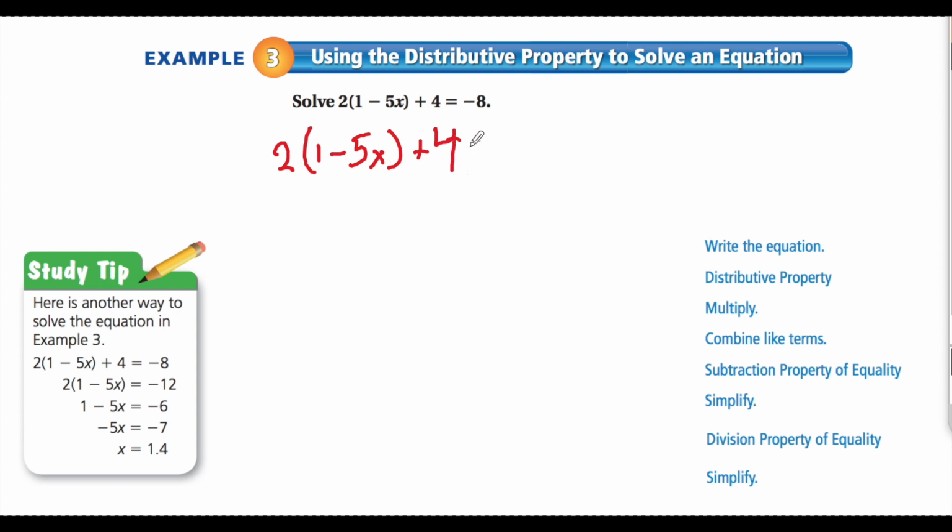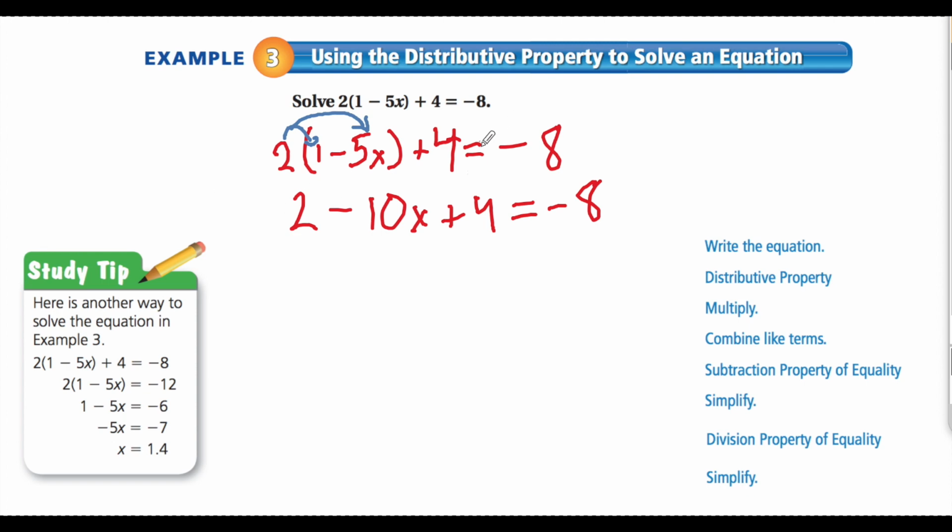Plus 4 is equal to negative 8. So the first thing we have to do to solve this problem is distribute this 2 into the parentheses. After that's distributed, we have 2 minus 10x, and then you just bring the rest out, plus 4 is equal to negative 8.